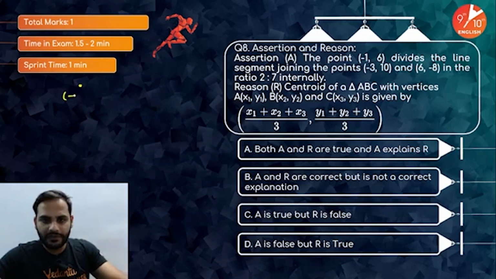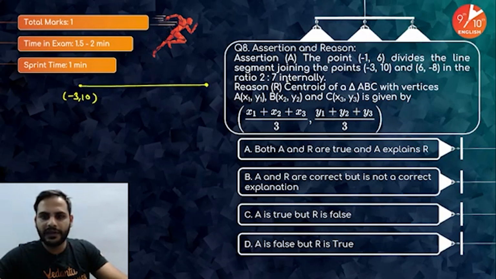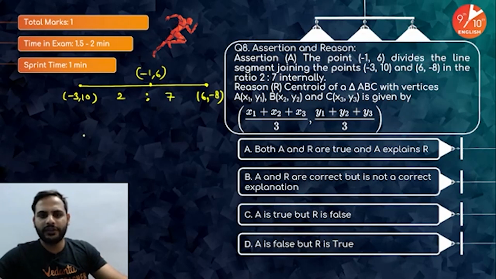This is, say, minus 3 comma 10, and here it is 6 comma minus 8, and here the point is, let's say, minus 1 comma 6. They are saying this ratio is 2:7. So if you want, you can find out the ratio as well, or keeping this ratio same, let's find out the ratio m is to n, whether it comes to 2:7 or not. Okay. So we can take the ratio m is to n.